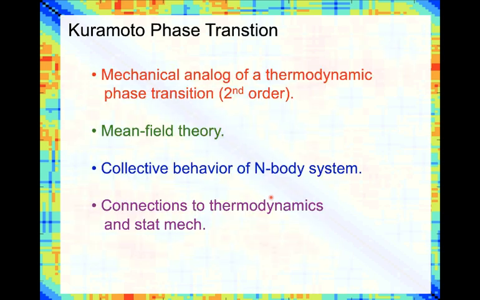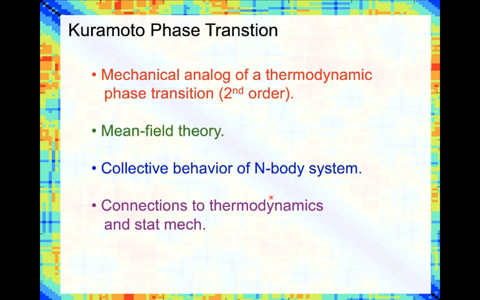All right, and so in summary, we've looked at synchronization on networks. We began with just 2 oscillators that were synchronized, but we ended with the Kuramoto phase transition. And this is a very important analytic result because it shows a number of important properties that connect up with broader areas and other parts of physics. For instance, it's a mechanical analog of a thermodynamic phase transition, what's actually known as a second-order phase transition.